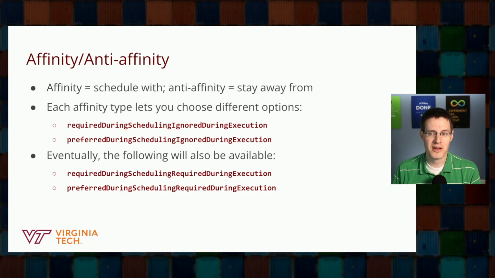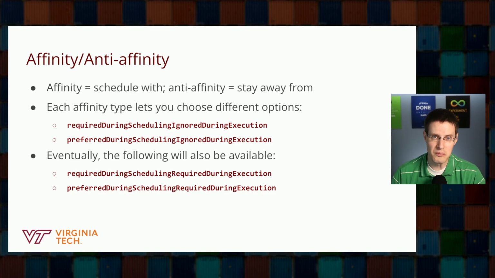There's affinity versus anti-affinity, and we'll see examples of this. Affinity means I want to be scheduled with. If I have an affinity to something, I have an attraction to the rules that are being defined. Anti-affinity means I don't want to be scheduled with, so I can set anti-affinity rules that say I want to be scheduled away from nodes that have specific things, or away from pods that have specific attributes. And each of these affinity types lets us choose two different options.